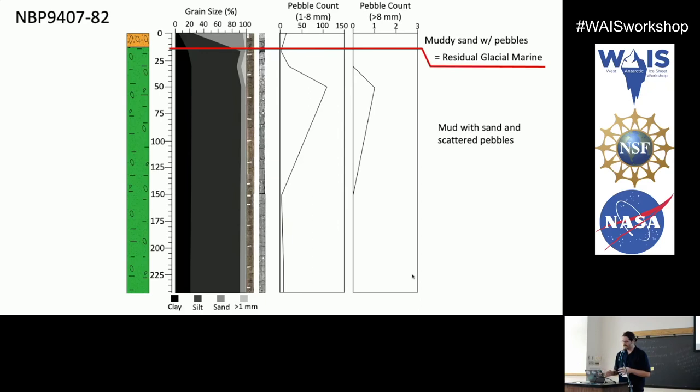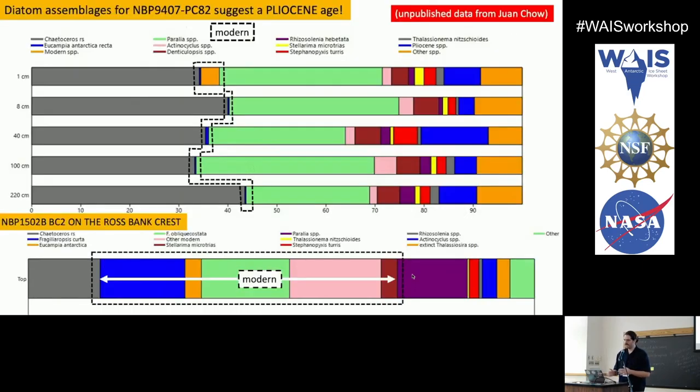And what we believe is that this top unit is residual glacial marine, so once the ice shelf left the area, currents were able to come in and winnow the really fine sediment away and just leave us with really coarse sediment. And we believe that the really homogeneous unit is possibly Pliocene in age, and that's based on some diatom data that we have.